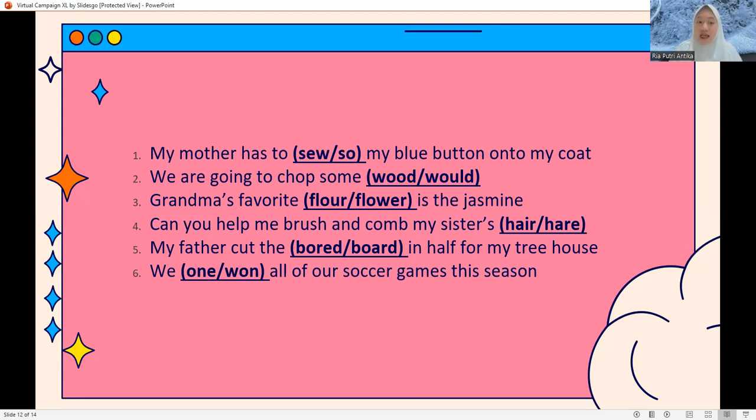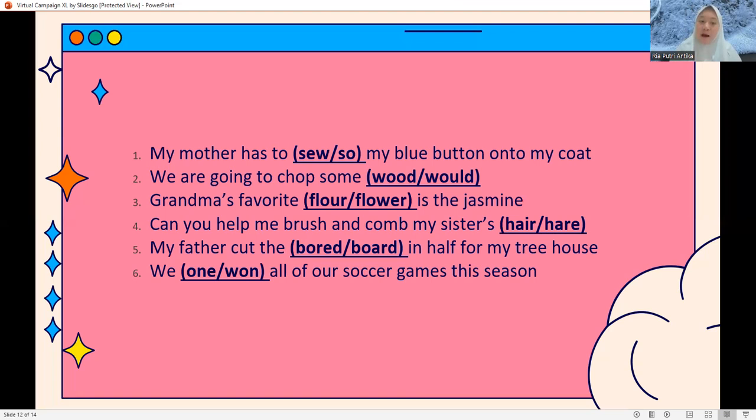And the next, can you help me brush and comb my sister's hair? Hair or hare? That's a tricky one. Okay, the correct answer is hair. Hair is rambut. Jadi, apakah kamu membantu kakakku menyisir rambutnya? But the other hare is an animal, something like a rabbit, but bigger than a rabbit. Correct me if I'm wrong.